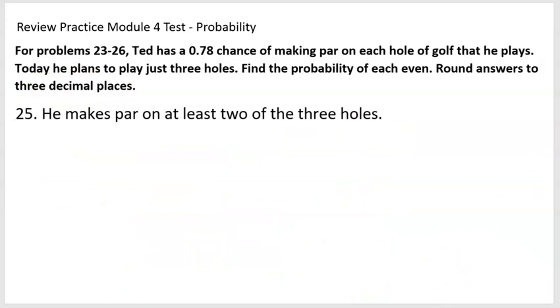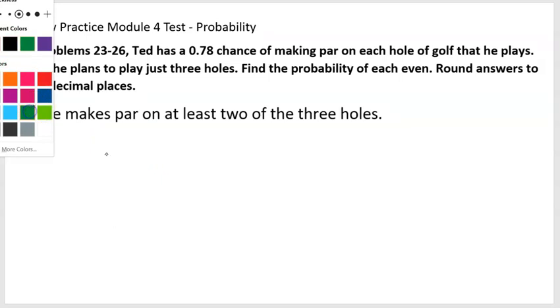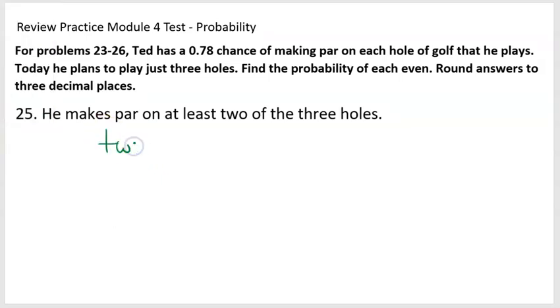Okay, Ted's playing golf. He's got a 0.78 chance of par on each hole. We want to know the probability that he makes par on at least 2 of the holes. Whenever you see "at least," think about what that means. At least 2 of the 3 holes means 2 of the holes, or 3 of the holes.